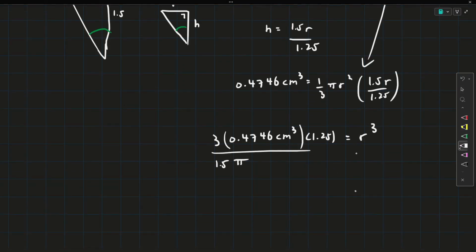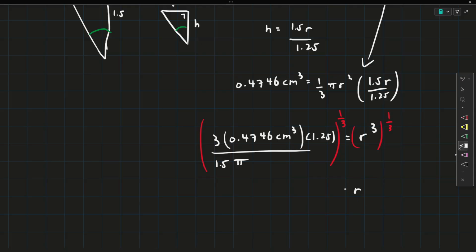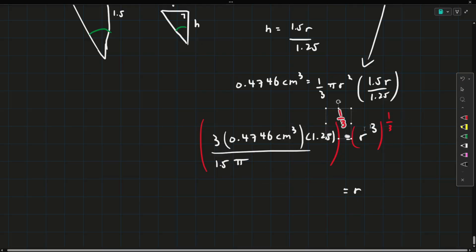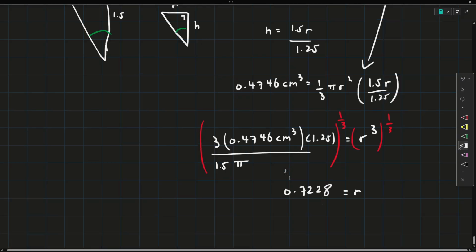So to get r, we can just do the cube root, or the power of a third on both sides. I think it's nicer to think about it as the power of a third. It's probably easier to type into the calculator too, because then 3 times a third gives us 1, so that just gives us r on the right-hand side. And then on the left-hand side, we're just going to have all this stuff to the power of a third. So you can just put that into your calculator, and you end up getting, I'll just give 4 decimal places for now, 0.7228. And the reason I'm giving 4 is because this isn't our final answer.